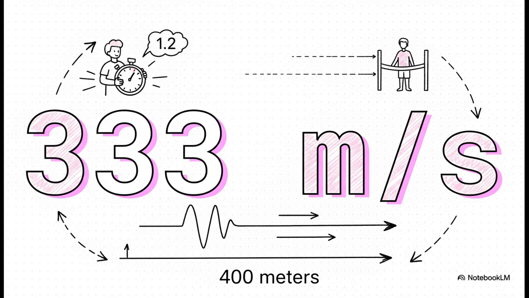Now think about that. The scientifically accepted value is around 330. That is shockingly close. The tiny difference is probably just a little bit of human error with the stopwatch. It's an amazingly accurate result for such a simple setup.